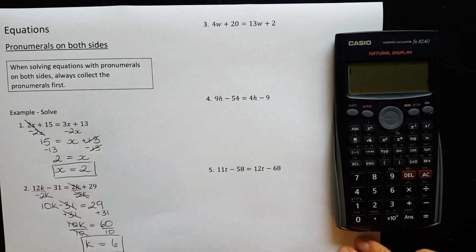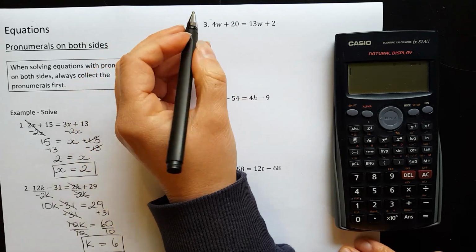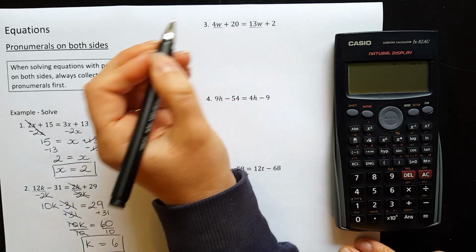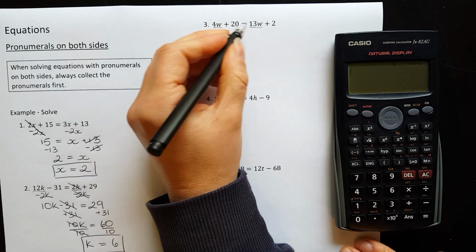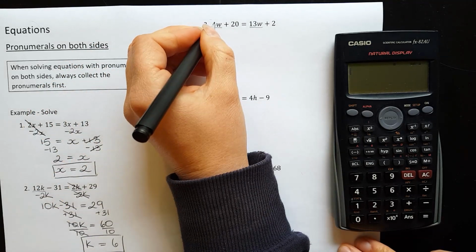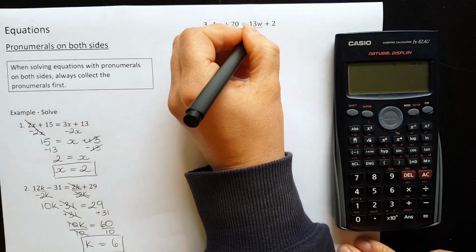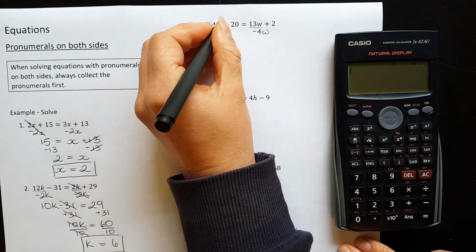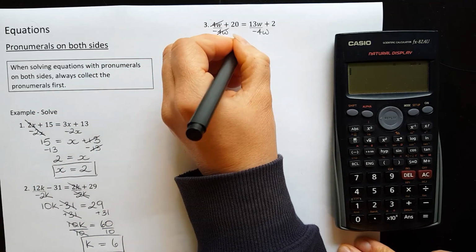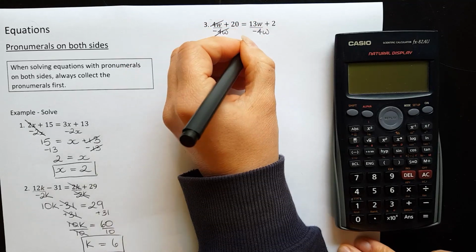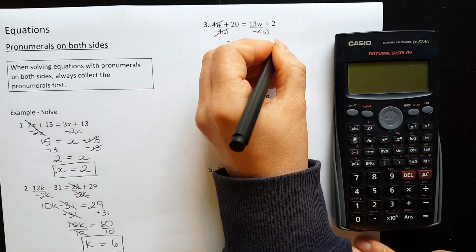In question 3, 4w plus 20 is equal to 13w plus 2. 4w and 13w, they're the two pronumeral terms. The smaller term is 4w. 4 is smaller than 13, so I want to move it. To move it, I need to subtract 4w from both sides. Gets rid of that. So that gives me 20 on this side. 13 minus 4 is 9w, plus 2.